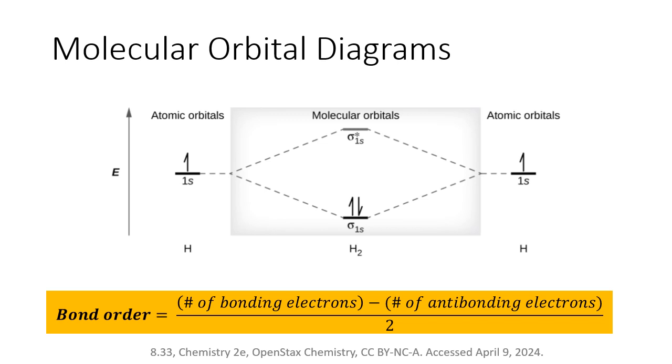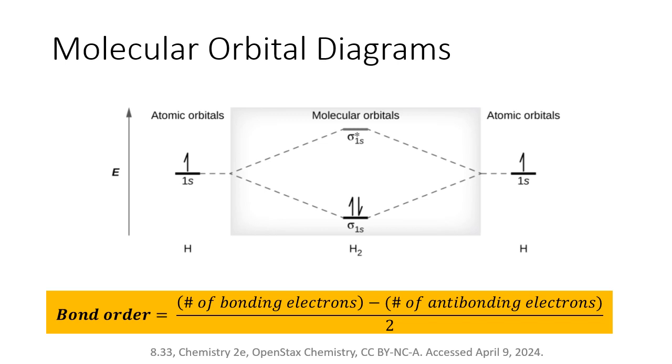In this case, we have two 1s electrons in hydrogen to start. They combine to form one bonding and one antibonding orbital. Two atomic orbitals in, two molecular orbitals out. The bonding orbital is lower energy than the original orbitals, and the antibonding orbital is higher energy than the contributing orbitals. Together, they add up to the same energy as the original orbitals.